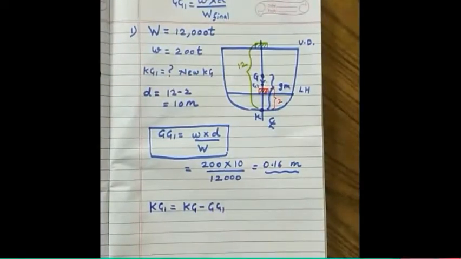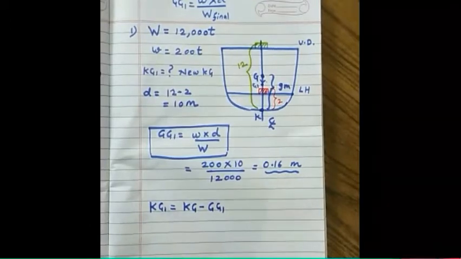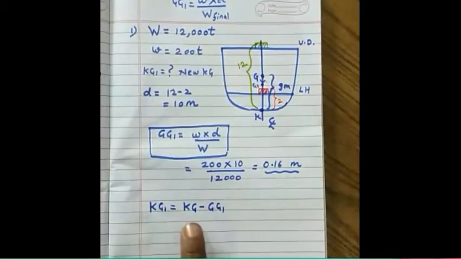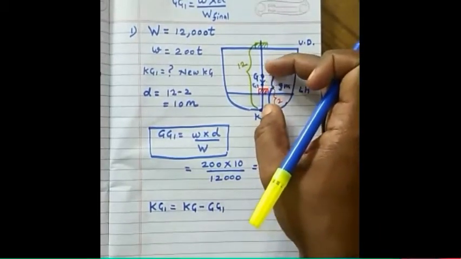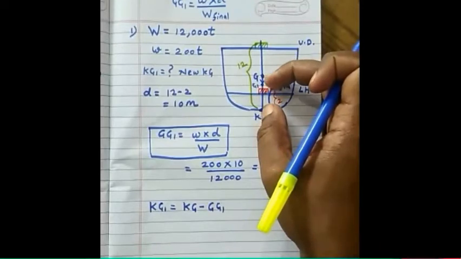Always remember, a simple tip I can give you. Whenever my G is coming down, this will be minus. And whenever G is going up, it will be plus. Very simple. Okay. So now G came down. So KG minus GG1. Right? So I want KG1. Understand from the figure itself. So total minus the GG1 I do, I'll get the KG1.